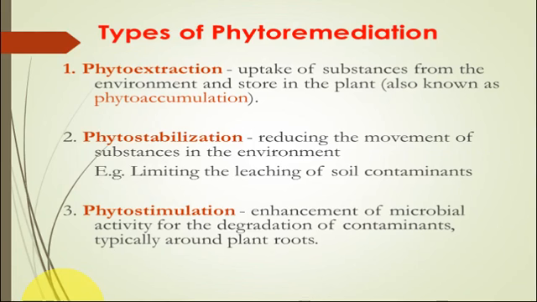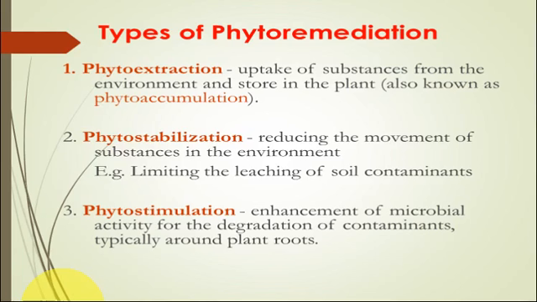There are six general types. First one is phytoextraction, then phytostabilization, phytostimulation, phytovolatilization, and rhizofiltration, and in the next slide I'll show you. Phytoextraction is uptake of substances from the environment and storage in the plant. This is also called phytoaccumulation. In this method, the plant usually accumulates metals in the roots, in the leaves, or even in the fruits.